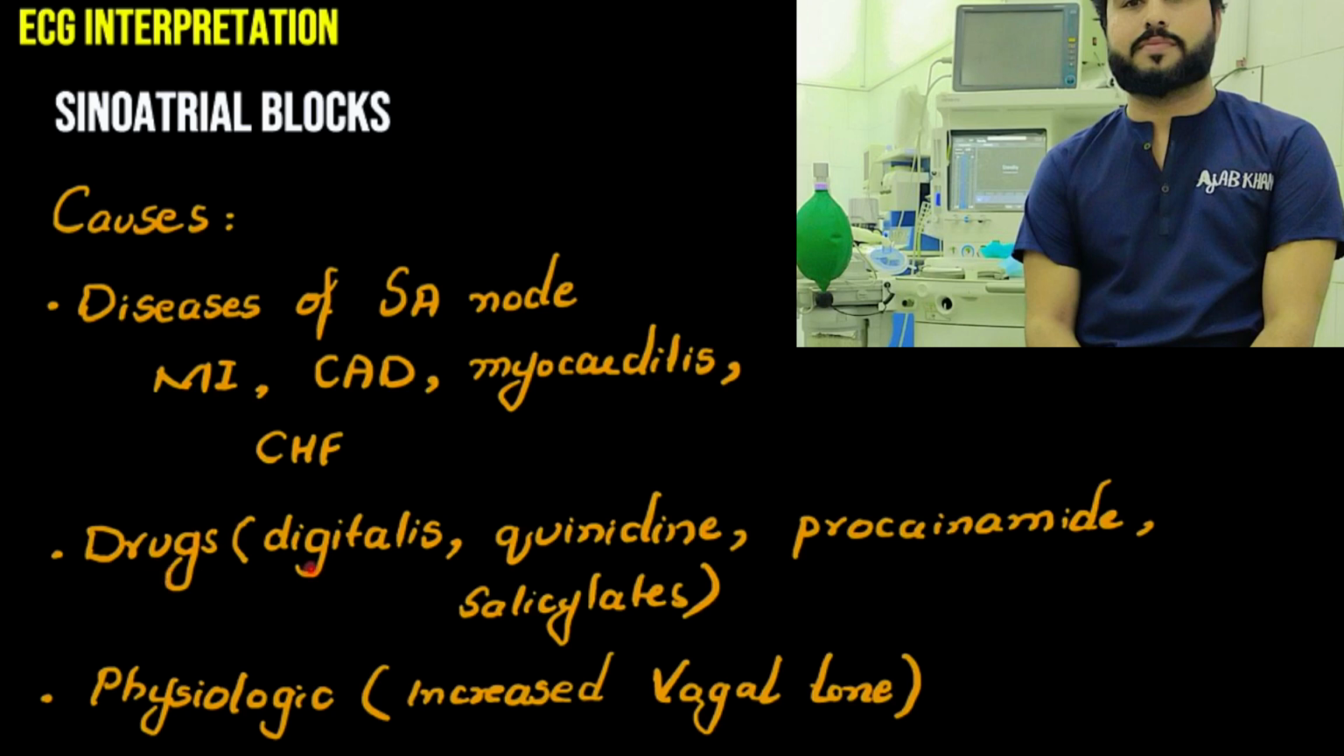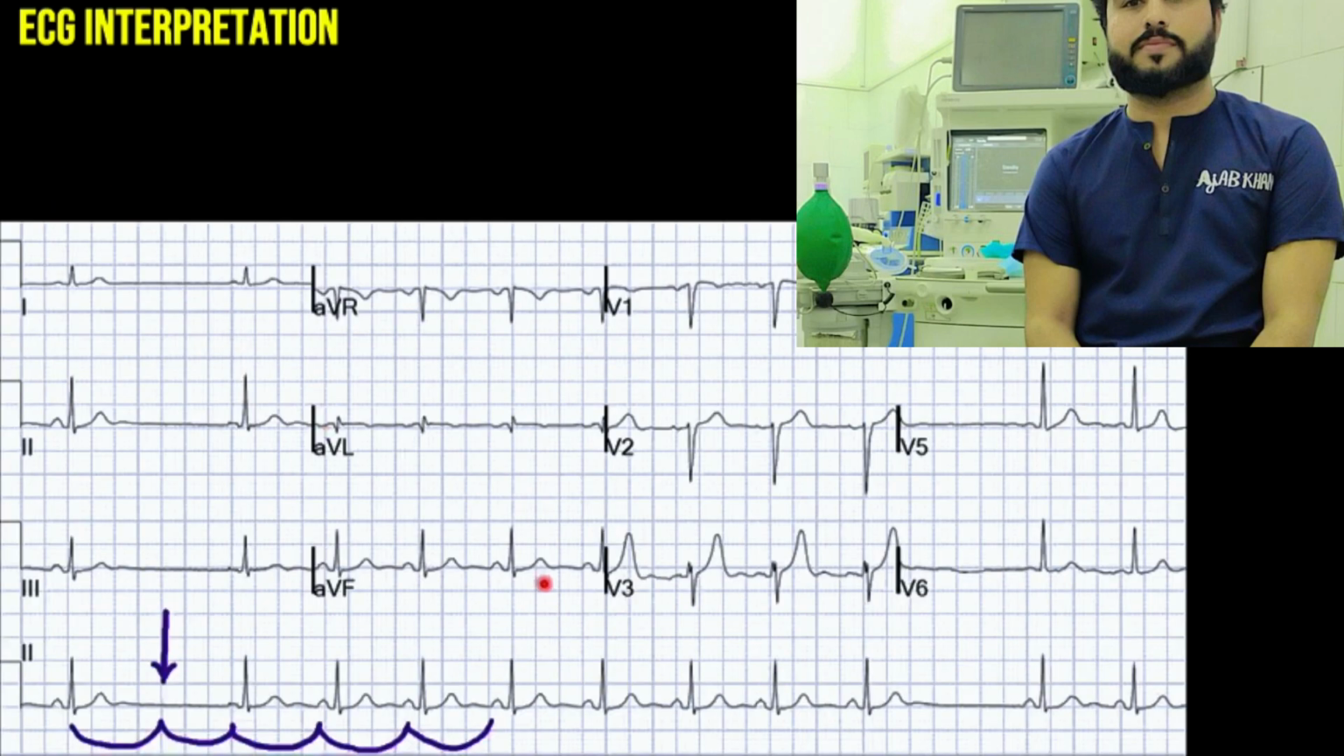Certain drug toxicities can cause sinoatrial block: digitalis, quinidine, procainamide, salicylates. It can be physiological due to increased vagal tone sometimes, but the above causes are more common. Now if you look at this ECG, you will be able to appreciate that there is one missed beat over here and then another beat has been missed over here. These beats have been blocked.